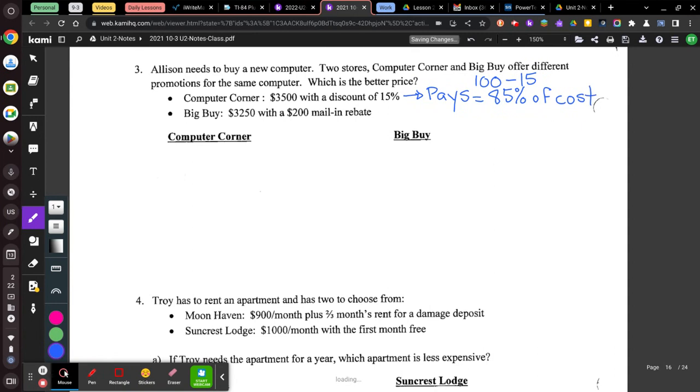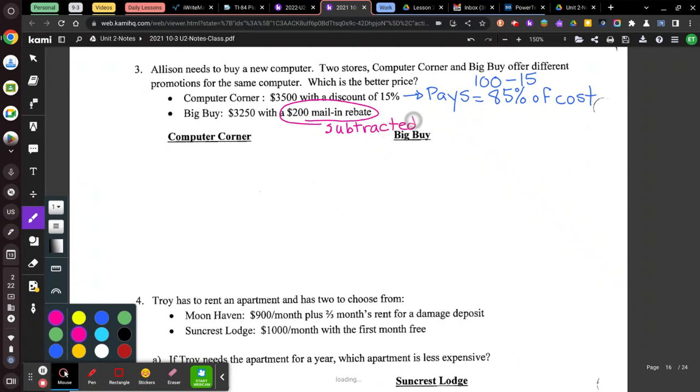The Big Buy says they're only going to charge her $3,250, but they get a mail-in rebate. A mail-in rebate we subtract from the total right away. So this, we're going to just subtract this guy. This guy here gets subtracted from the total. Okay, so that means I'm going to take 3,250.